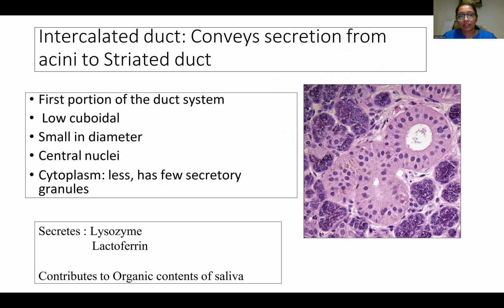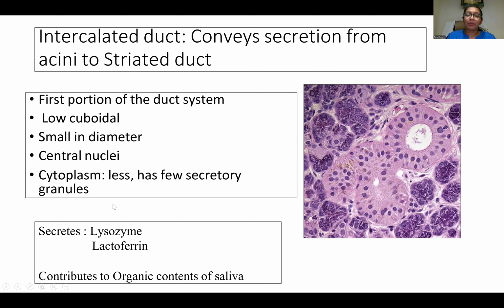Coming to the intercalated duct. The intercalated duct conveys the secretions from the acinus to the striated duct. It is the first portion of the ductal system. It comprises cells which are low cuboidal in nature. They have a smaller diameter with a central nucleus, less cytoplasm, and few secretory granules. This intercalated duct secretes lysozyme and lactoferrin. These two components are added to the saliva.